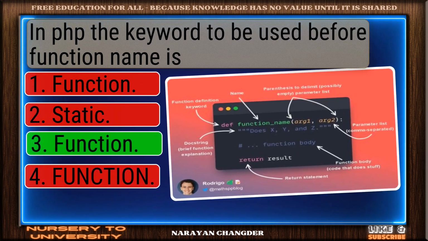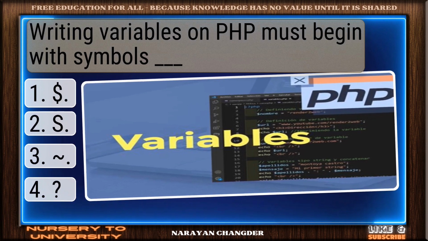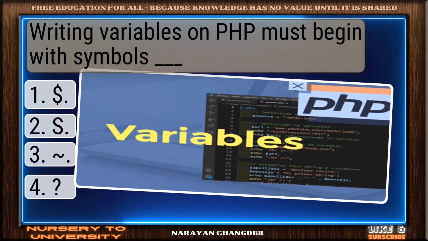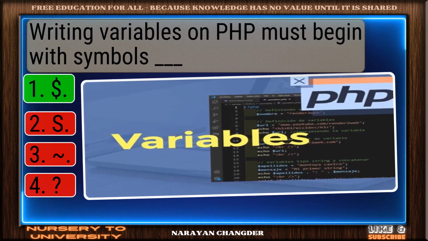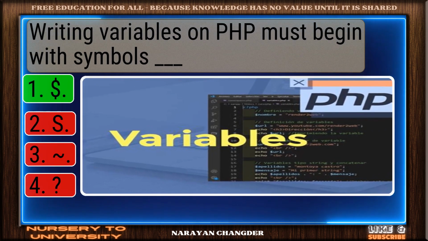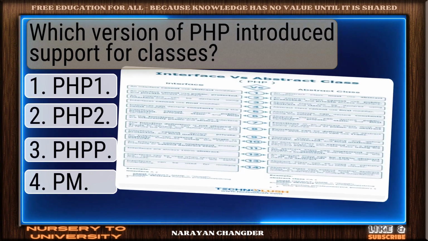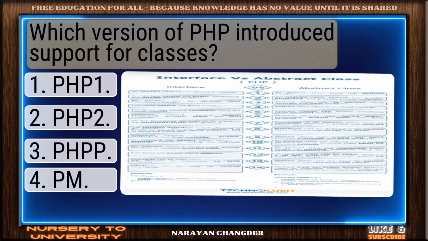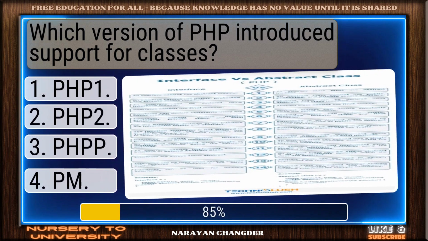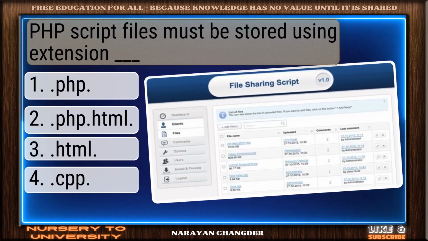Well reasoned. Function is the correct choice. Question number 7. Writing variables in PHP must begin with symbols dash. Good thinking. Dollar is the right answer. Question number 8. Which version of PHP introduced support for classes? PHP is the answer. Question number 9.